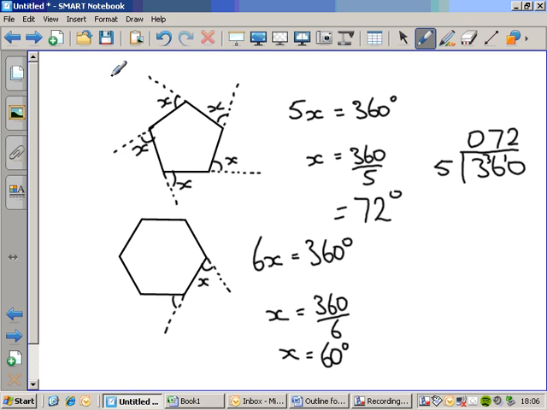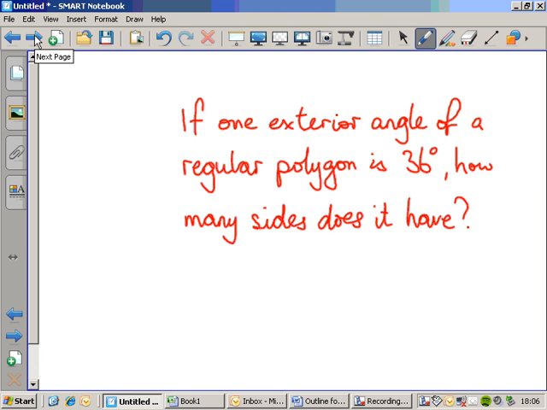So on our regular polygons, we can find the size of each exterior angle by dividing 360 by the number of angles, and that gives us the size of each one. We can also use that knowledge about the sum of the exterior angles to answer questions like this. If one exterior angle of a regular polygon is 36 degrees, how many sides does it have?